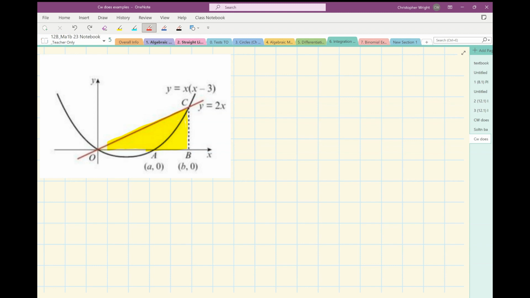The first thing we're going to need to know is the area of the triangle OCB. Now at present, I know that this is the point 0, 0. I don't know the base of the triangle, and I don't know the height of the triangle. But I reckon I can work that out, because I can work out the coordinates of the point here, which will tell me what I need to know. So let's work out the coordinates of that point there.